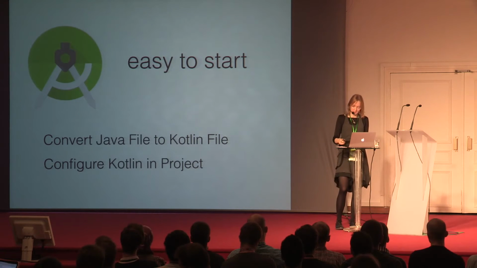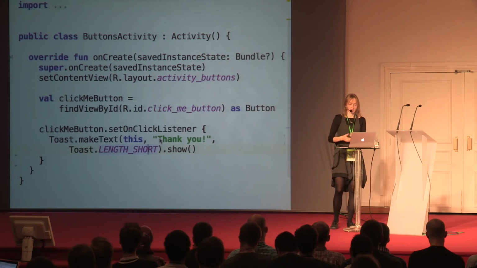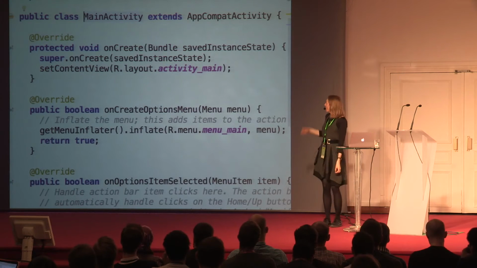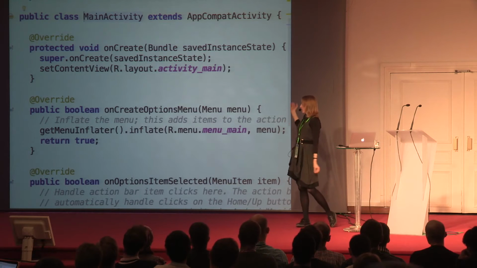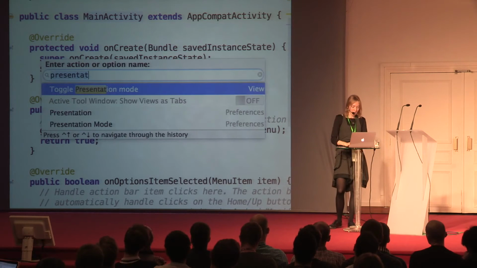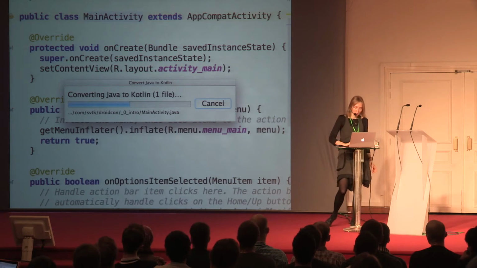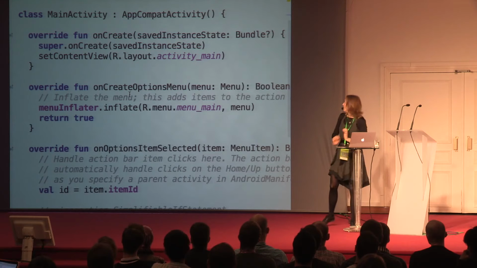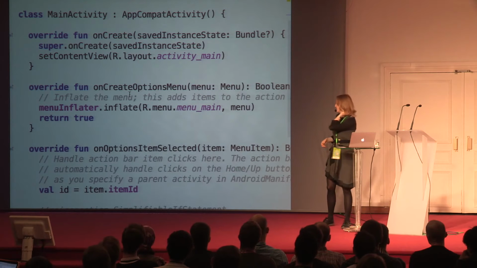So let's start with a live demo, and I'll show you at first how to start developing your application. This main activity was automatically generated by Android Studio for me when I just created a new project. You see, it's just usual Java code. You can convert this Java file to Kotlin, and it then should suggest, okay. You see, it's the Kotlin code, and it looks mostly similar to Java. Of course, there are some syntactic differences.